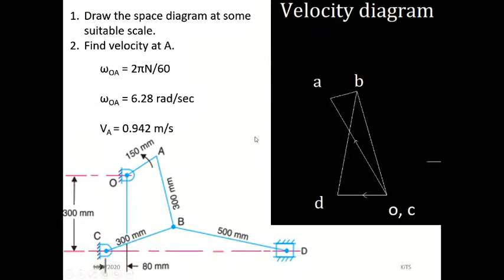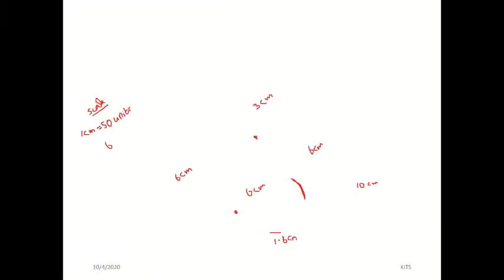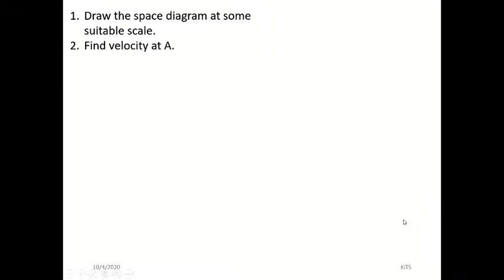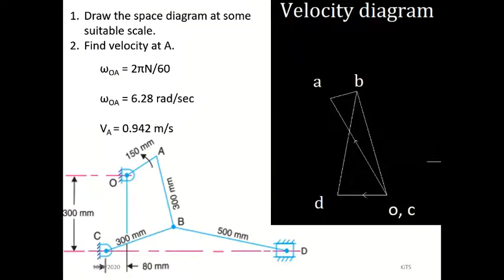Now we will go back to the question and see what we have to find out. We have to find out the velocity of slider D. Then we have to find out the angular velocity of AB, BC, BD. Now we will come to the answer.